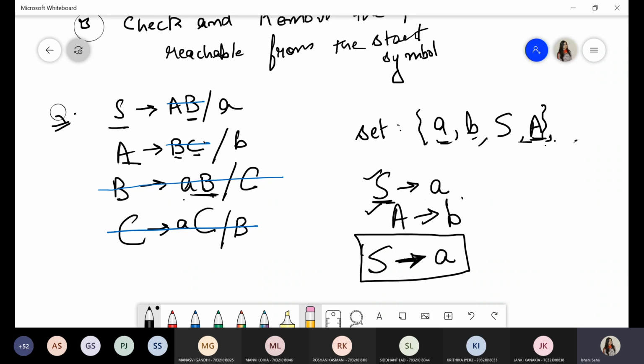What is the start symbol? S. S is generating only a single small a, right? So even this A tends to B, ma'am, that also we have to remove? Yes. But S goes to AB and a. So if we remove B from S, it still has capital A and small a, right? No, no, no. You don't have to just remove B. AB together is a production. So the complete AB you have to remove. Got it? Yes, ma'am.